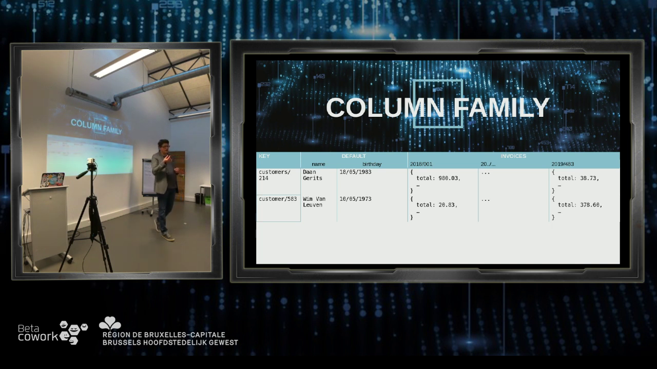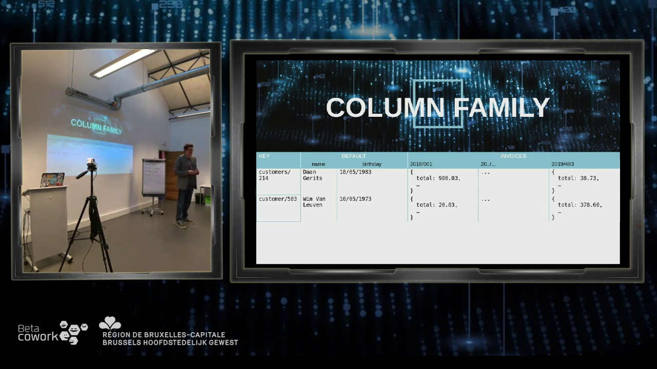But if I want to know all the moments that he did purchase something, the only thing that I need to do is say give me customers 214/invoices, and I get back all of the purchases, all of the invoices that have been made with their information. Now it is very powerful, but you usually only have a limited amount of column families. If you have more than 10, I would start using different tables, because in a column family database like HBase or Cassandra, you will still have the notion of a table.